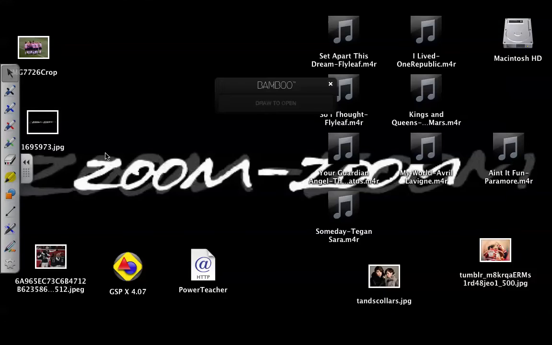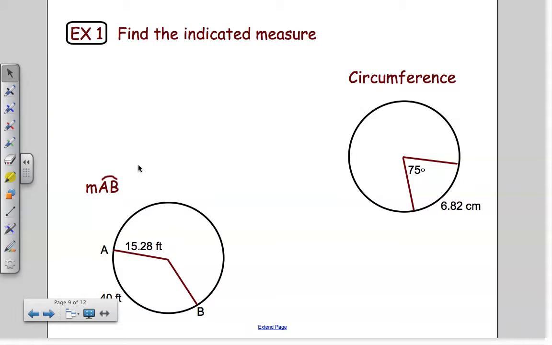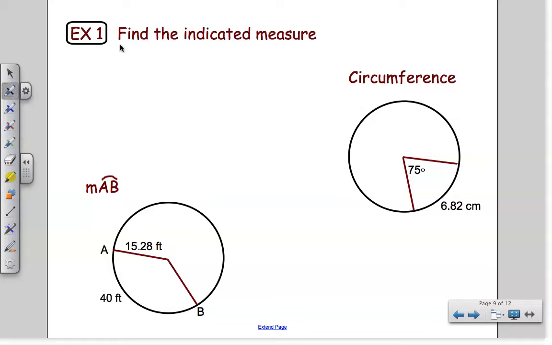In the second part of 11.4, we're just going to go a little further with circumference and arc length. And actually, we're going to solve for some unknowns in the arc length formula. Now, remember the arc length formula here.